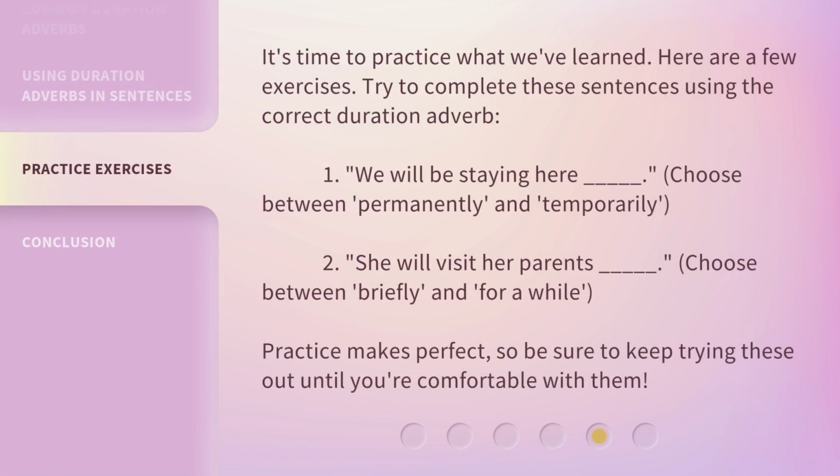It's time to practice what we've learned. Here are a few exercises. Try to complete these sentences using the correct duration adverb. 1. We will be staying here, blank. Choose between permanently and temporarily. 2. She will visit her parents, blank. Choose between briefly and for a while. Practice makes perfect, so be sure to keep trying these out until you're comfortable with them.